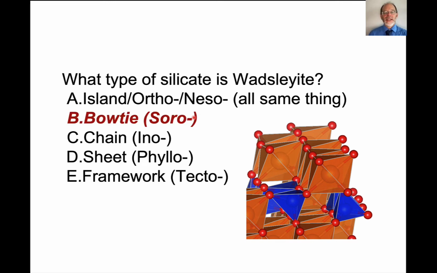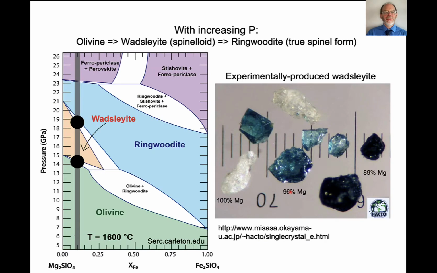And the answer is it's a bow tie silicate. So the two silica tetrahedra are connected together to make that kind of bow tie shape. If we look at their stability, this is now a pressure versus composition diagram.